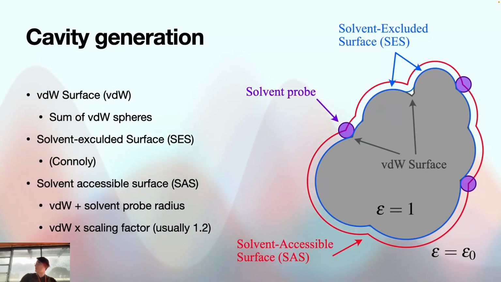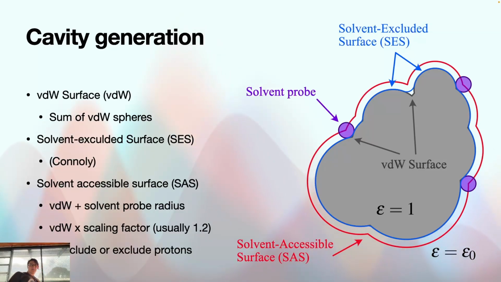The solvent accessible surface is essentially your van der Waals spheres plus a certain radius. This is often the solvent probe radius, and usually instead of having an explicit solvent probe radius, you'll just scale everything by 1.2 times. And this may include or exclude protons. So there's the unified atom model, I think it is, and it essentially excludes protons, and in some situations that is a better option.